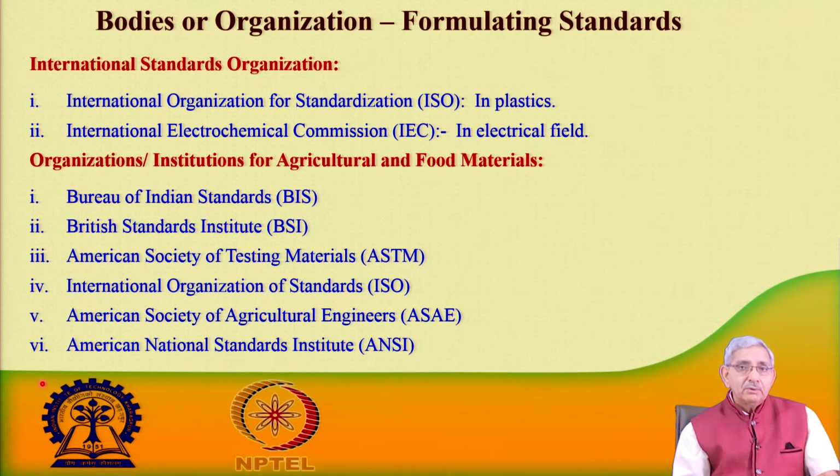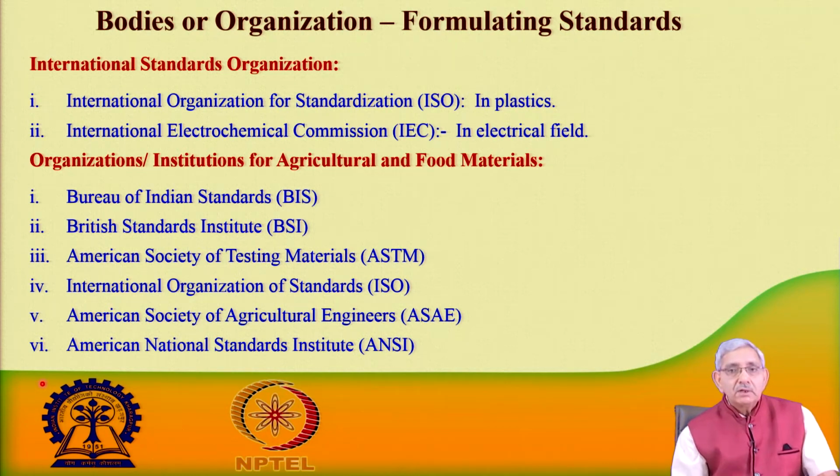Now, with respect to agricultural and food material, these are the agencies that look after properties and testing of material: the Bureau of Indian Standards, the British Standards Institution, the American Society for Testing and Materials (ASTM), ISO, and the American Society of Agricultural Engineers.